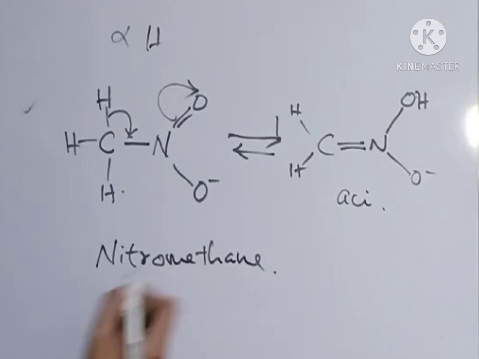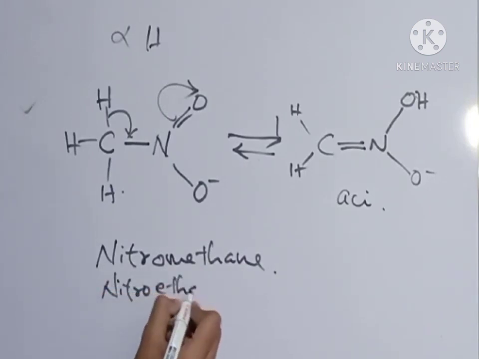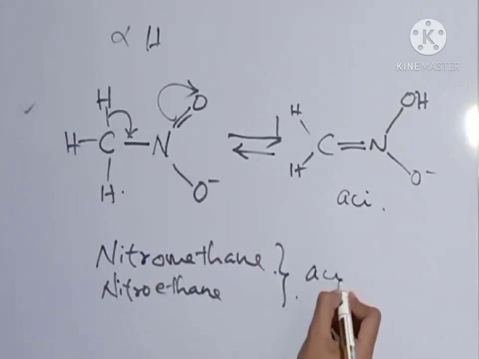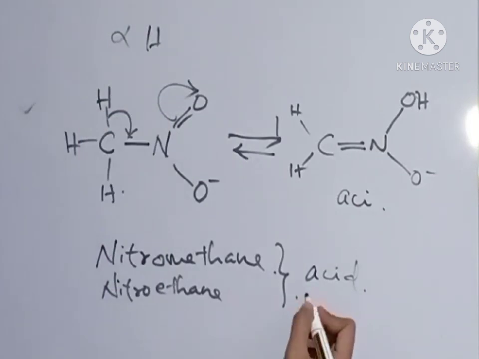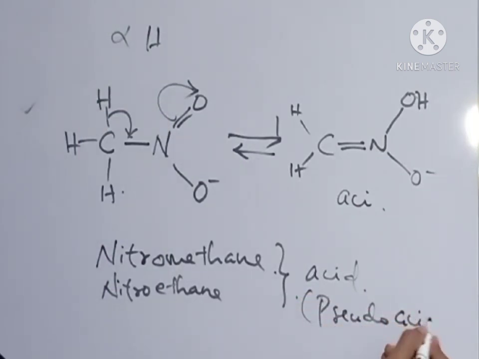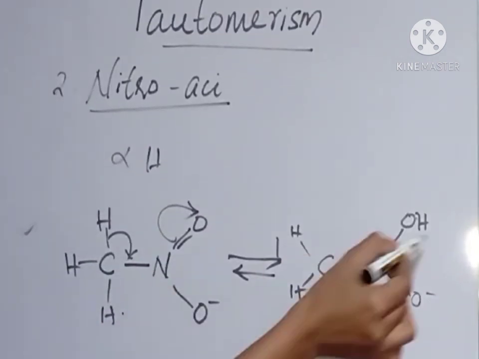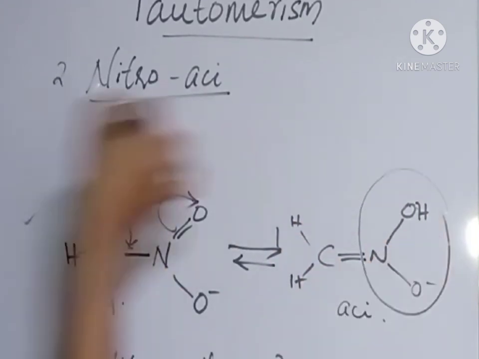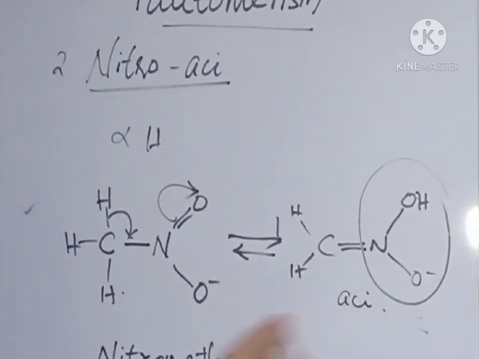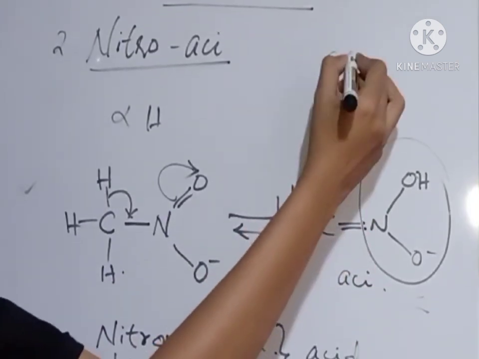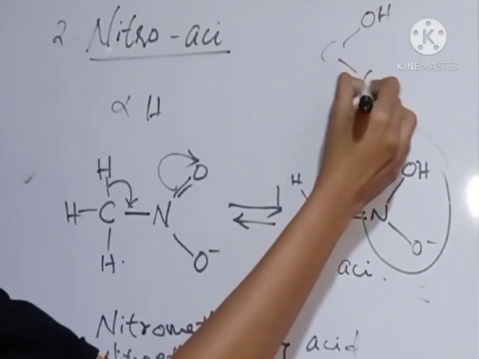nitromethane and nitroethane act like acids, and they are considered as pseudo acids. And the acid nature of this compound is due to this group. If you look at this group, it is almost similar to the carboxylic acid group, COO minus.